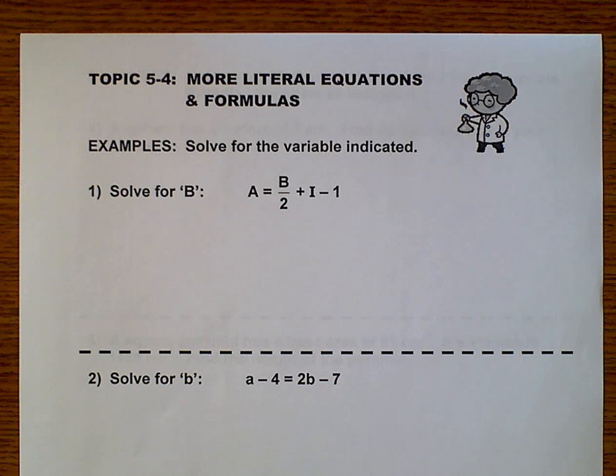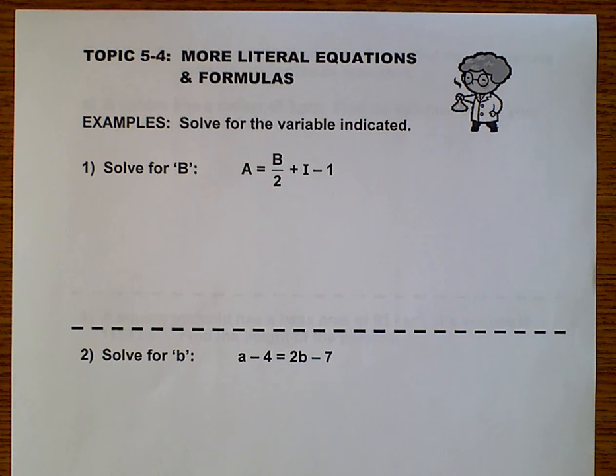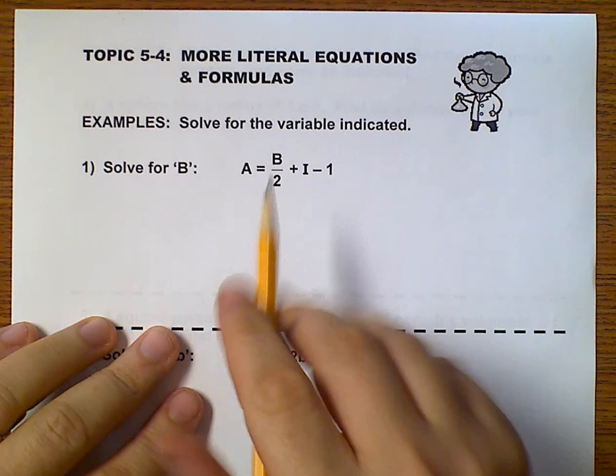Hello, this is topic 5-4, more on little equations and formulas. So all we're doing is we're continuing our work of getting one variable by itself using reverse processes. And so we want to solve for b.